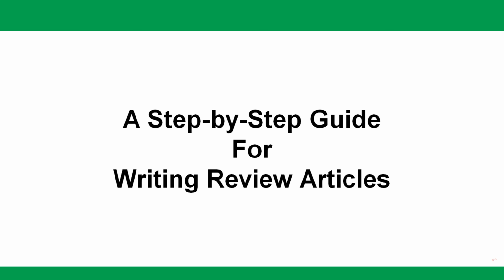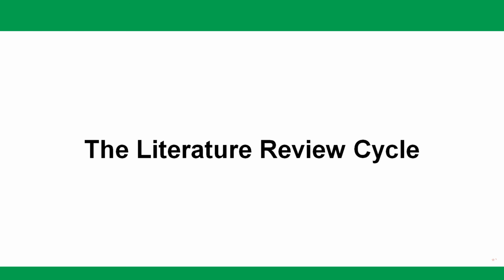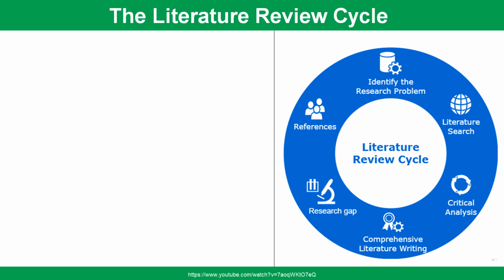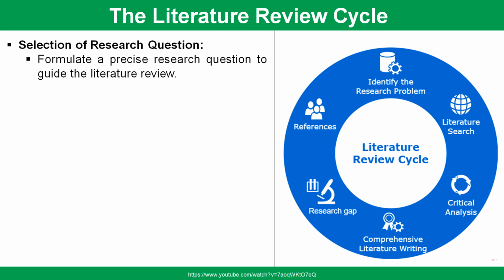In this section, we will explore step-by-step guidelines for writing review articles. Here we are diving deep into the intricacies of the literature review cycle. Whether we are seasoned researchers or just starting out, understanding this cycle is essential for producing high-quality literature reviews. The first step in the literature review cycle is the selection of a research question. This is crucial because it sets the direction for your review article. You want to formulate a precise research question that will guide your literature review exploration.